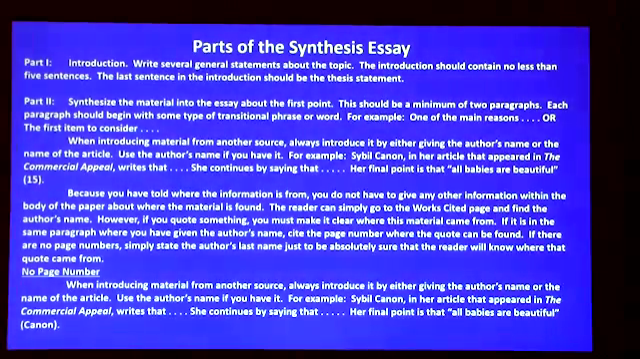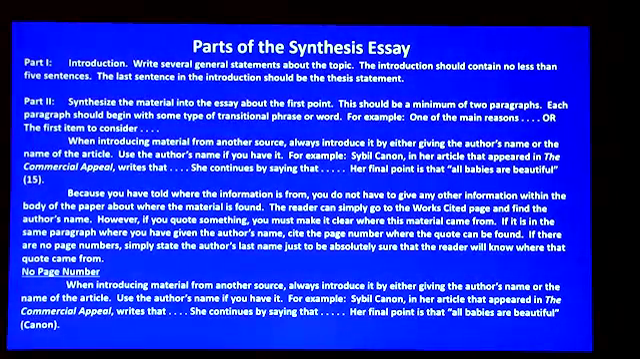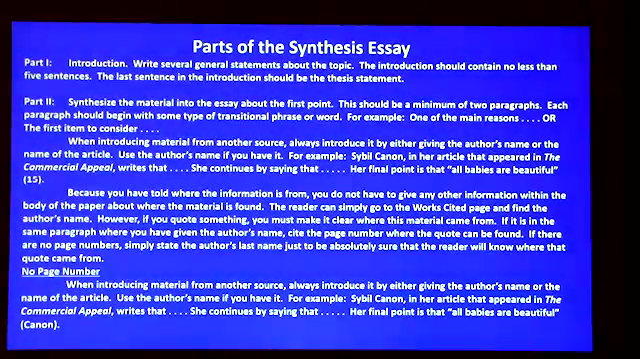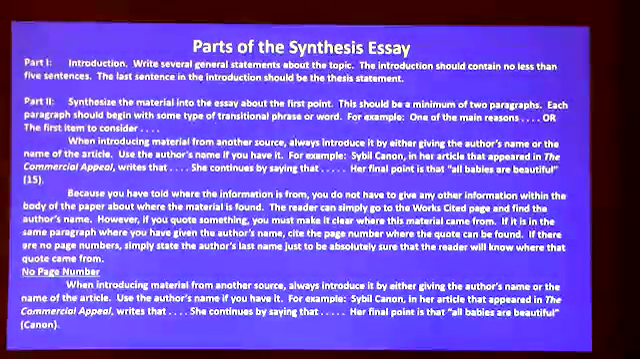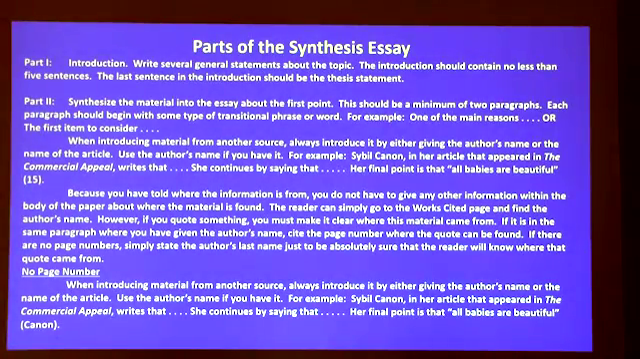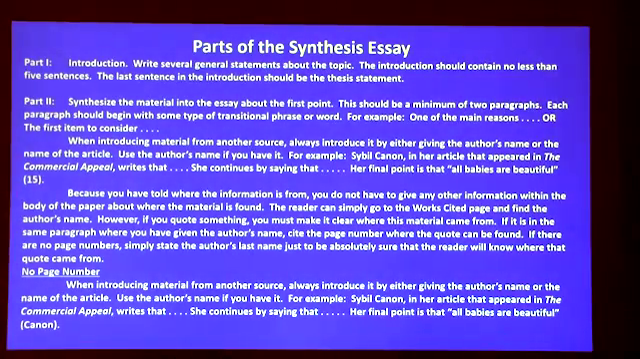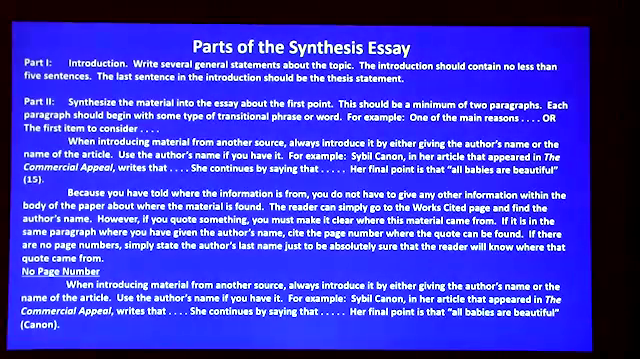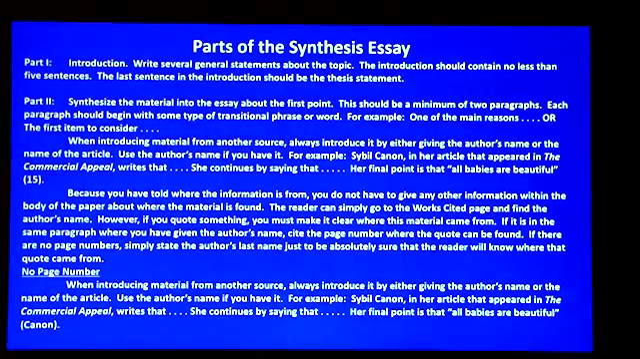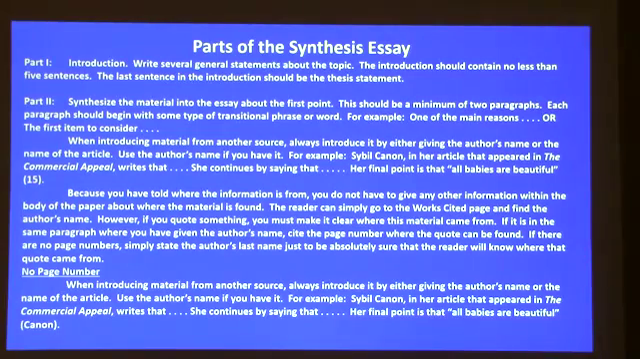Well, I have a page number there, because when you have a quote, you have to guide the reader to the exact place where that quote is. Because you've told where the information is from, you do not have to give any other information within the body of the paper about where these materials are found. The reader can simply go to the works cited page and find that name and know where that is. But if you have a page number, then you need to use that with a quotation. What if you don't have a page number? Then you will just use the author's last name or the name of the article.